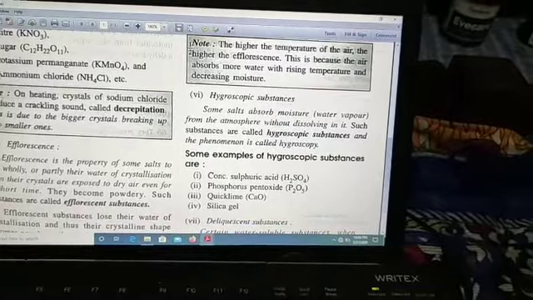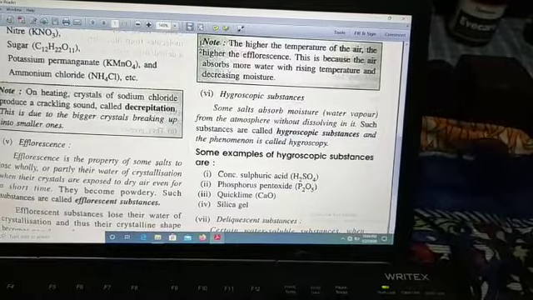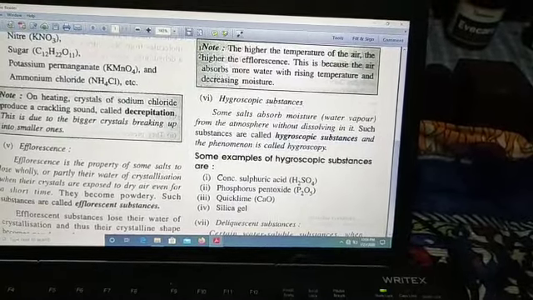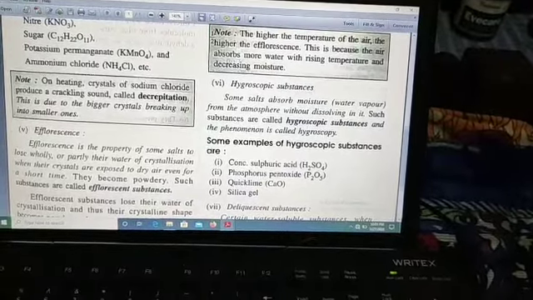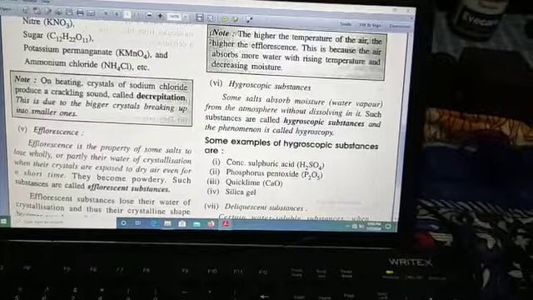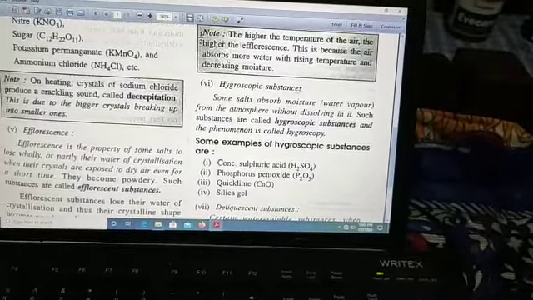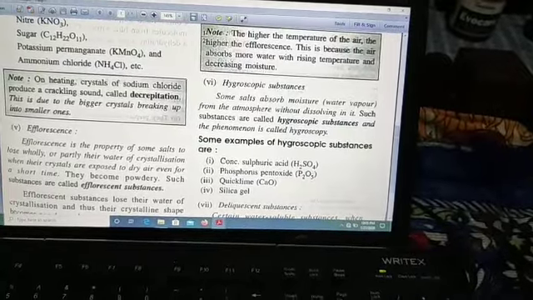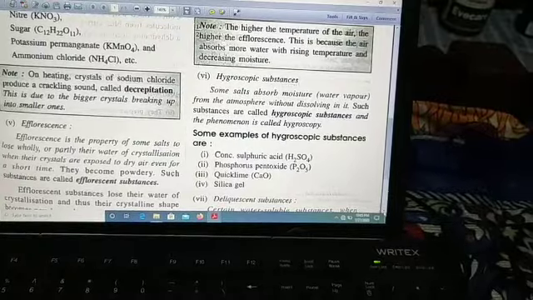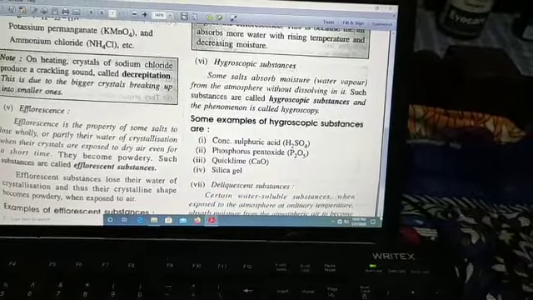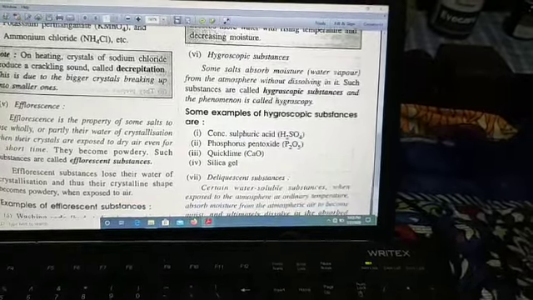The next phenomenon is hygroscopic substances. Hygroscopic substances are some salts that absorb moisture or water vapor from the atmosphere without dissolving in it. That means they will not form a solution. Such substances are called hygroscopic substances, and the phenomenon is hygroscopy. The examples of such compounds are concentrated sulfuric acid, phosphorus pentoxide, quicklime, and silica gel.